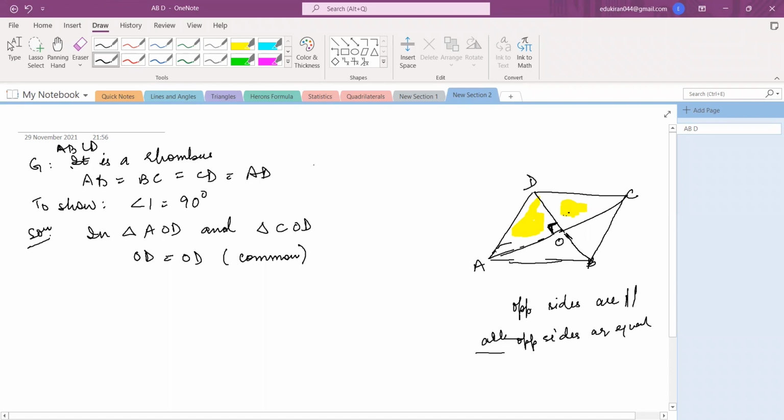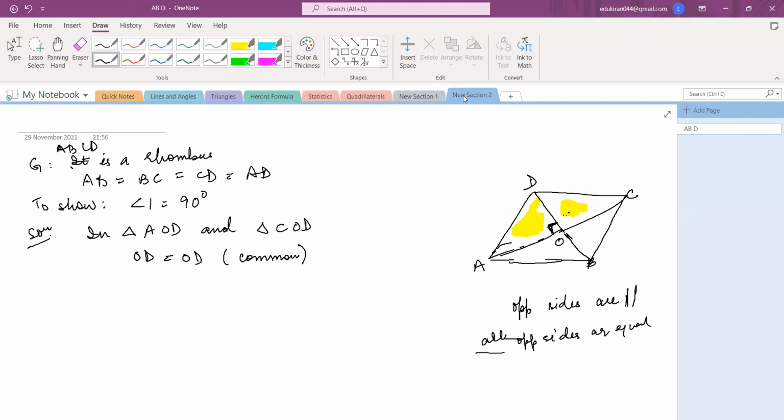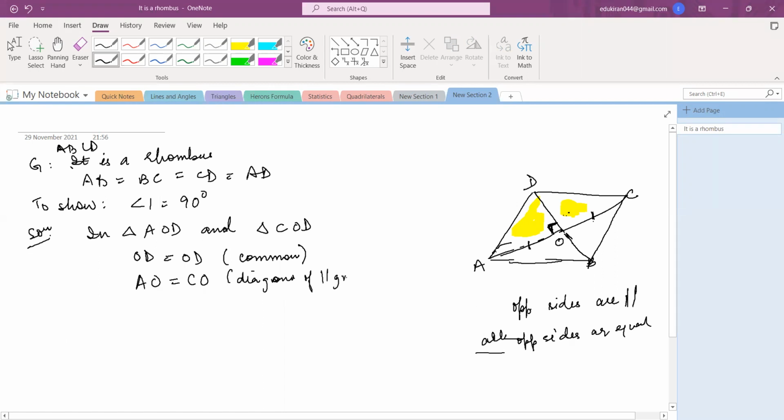There's a property that the diagonals of a parallelogram bisect each other, isn't it? Do we have a theorem like this? Yes, ma'am. Let me show you all the theorems. See, theorem number 4 here: diagonals bisect each other. Can you see it? Yes, ma'am. You don't remember the theorems, that is why. When the diagonals bisect each other, this side is equal to this side. So we can say AO is equal to CO. Right here, the diagonals of a parallelogram bisect each other.